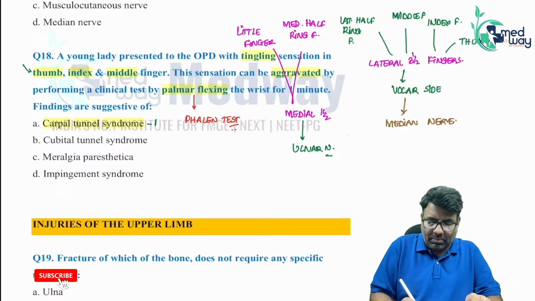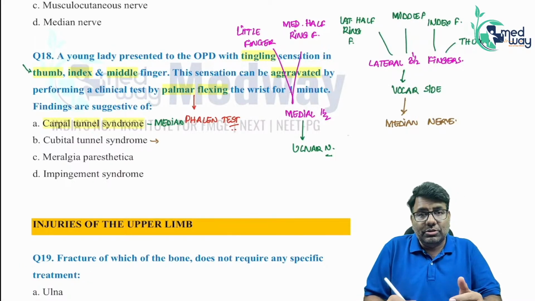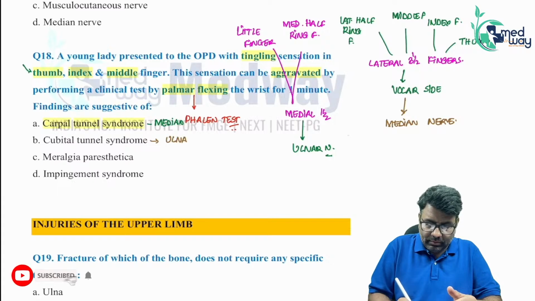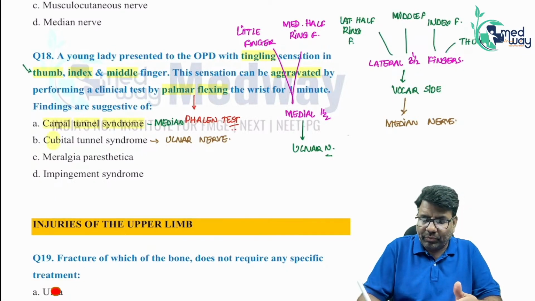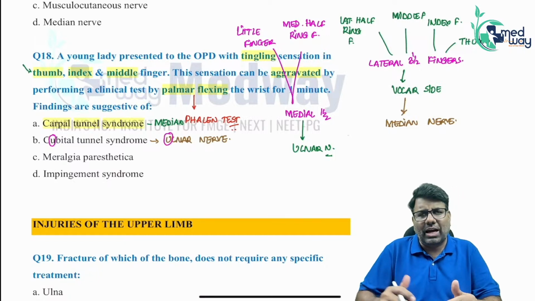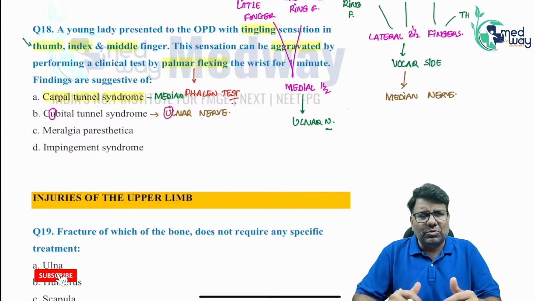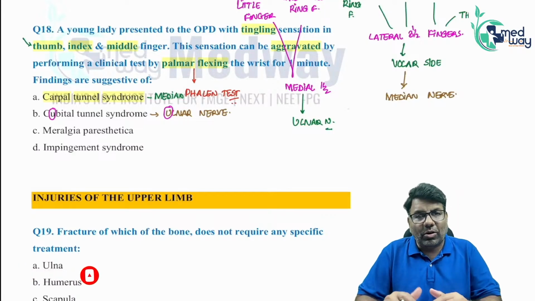Carpal tunnel syndrome is compression neuropathy of the median nerve, not to be confused with cubital tunnel syndrome, which is the compression neuropathy of the ulnar nerve, right? And you can remember U of cubital with U of ulnar nerve. So that way you can remember, because many times students just mix up what is carpal tunnel and what is cubital tunnel. Please don't mix up. It's a very important segment, and most of the time we have a question from carpal tunnel, right?